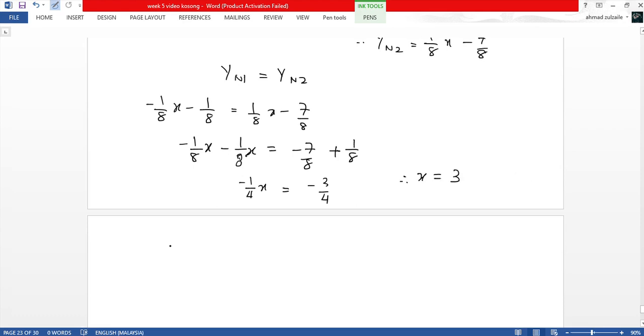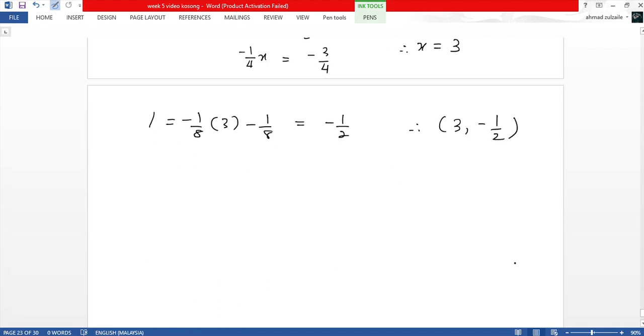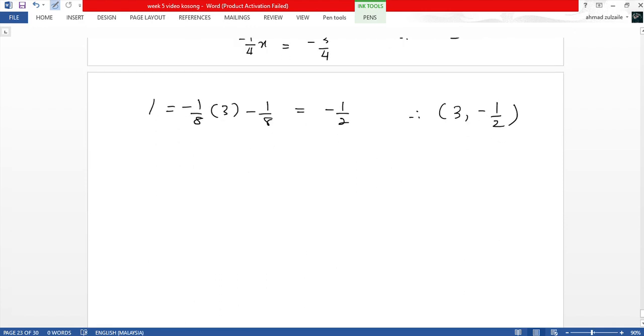Okay, how about y? So substitute x equal to 3 into, let's say, negative 1 over 8, the first equation of normal over there. So you akan dapat sini y equal to negative 1 over 2. So therefore the point of intersection is 3, negative 1 over 2. Okay, now you dah dapat dua coordinate. Okay, I make a summary over here. As a summary, the first coordinate is 3, negative 1 over 2.